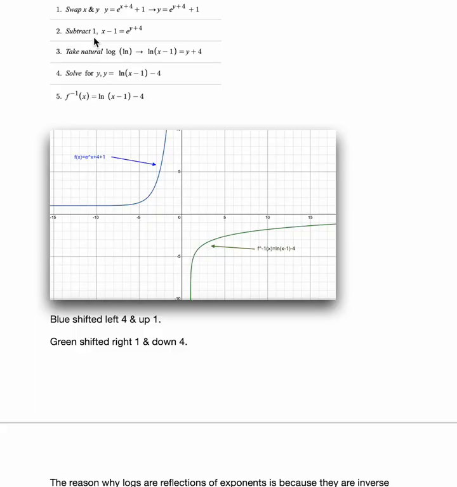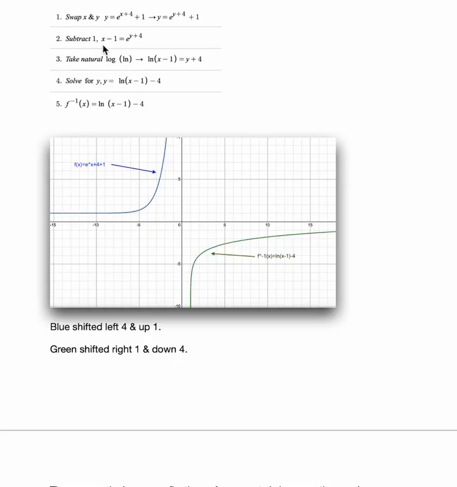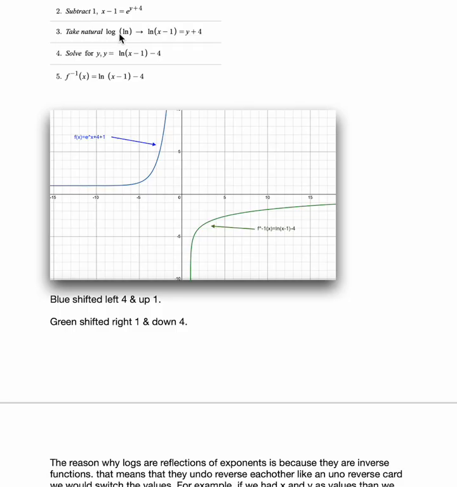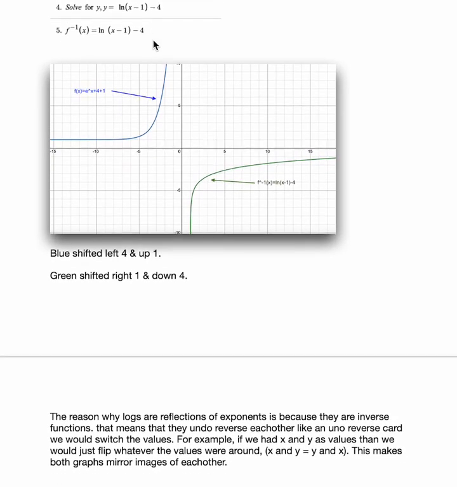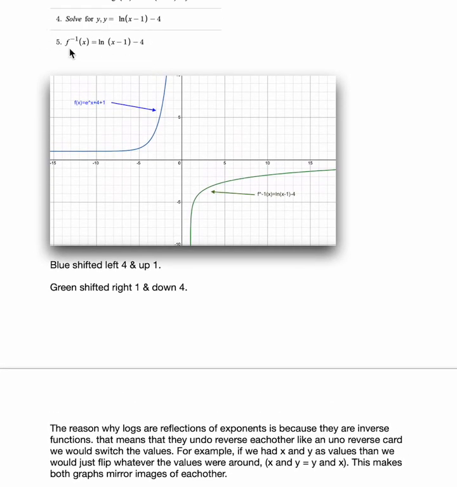We need to subtract 1, so it'll be x minus 1 equals e to the y plus 4. Then we'll take the natural log, so ln of x minus 1 equals y plus 4. And we'll solve for y, and y will equal ln of x minus 1, minus 4. After that, f to the negative 1 of x equals ln of x minus 1, minus 4.